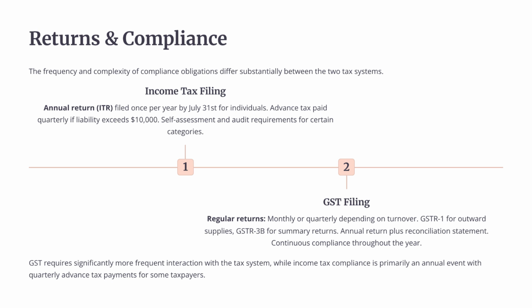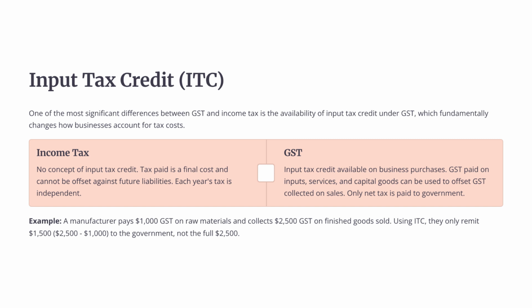Income tax returns are filed once a year. GST requires monthly or quarterly returns. GST compliance is continuous and more frequent. GST allows input tax credit on business purchases. This reduces the final GST payable. Income tax does not have an input tax credit system.